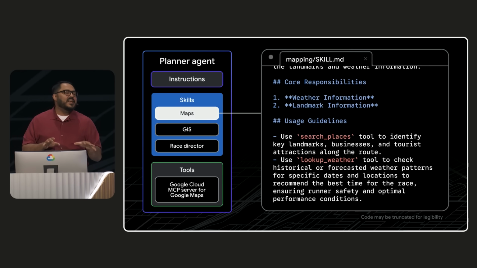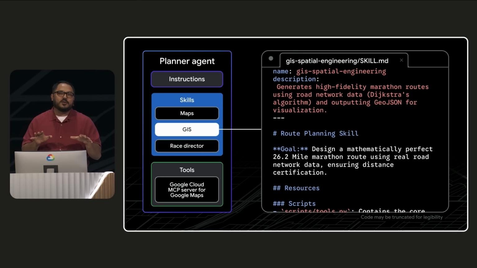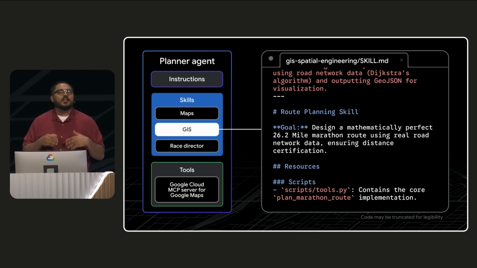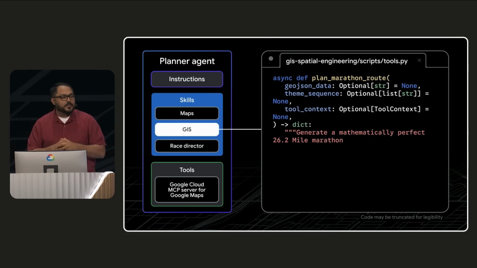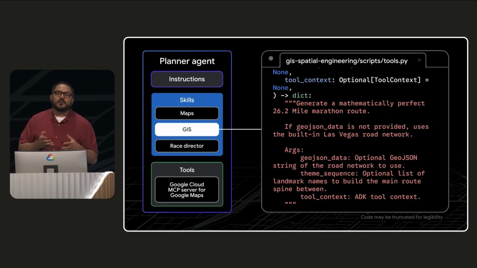We also have a GIS skill in the same structure to handle geographic information. This skill also has access to Python scripts that our agent will be able to execute and process GeoJSON data and find a viable route with good starting and ending locations.